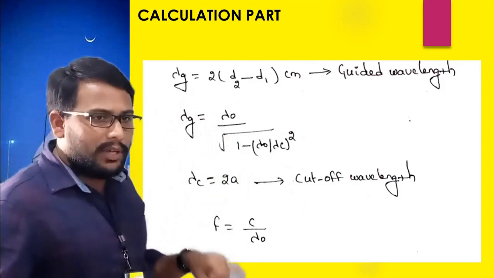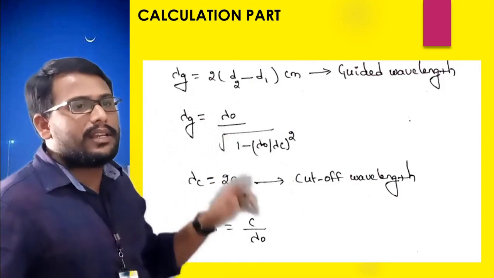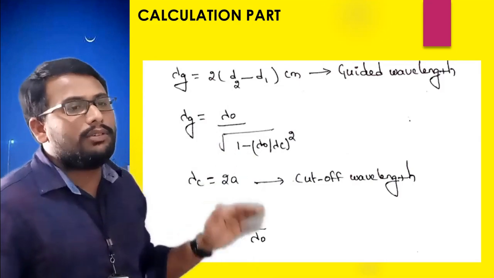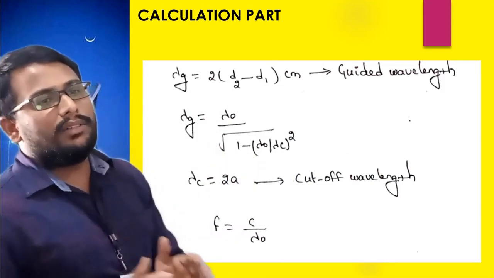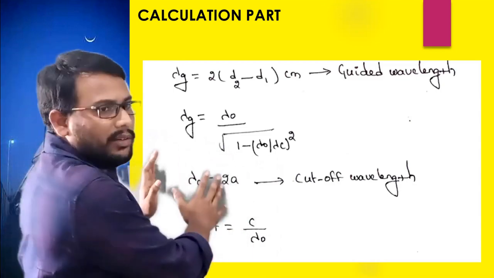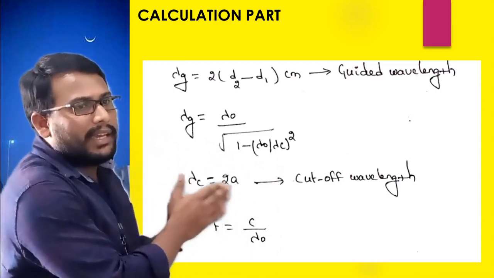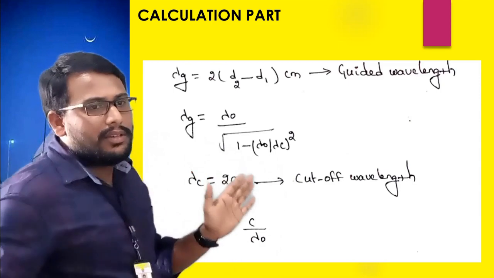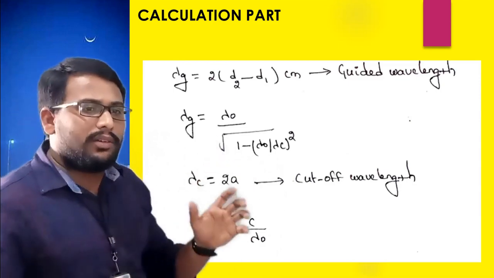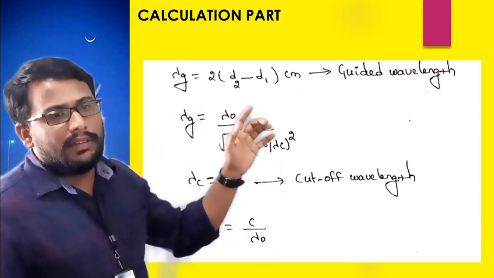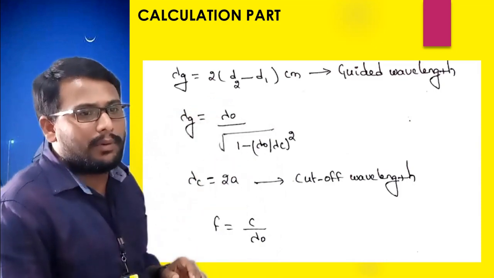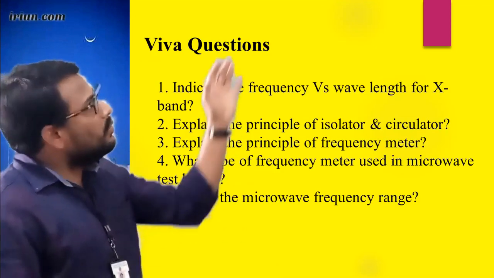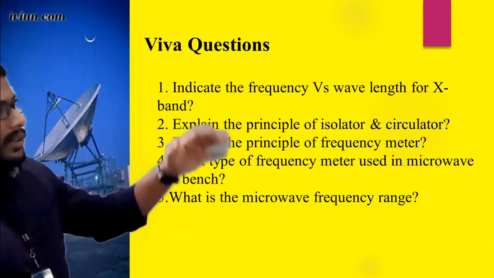So we know lambda naught and c, that is the velocity of light, 3 into 10 power 10 centimeters per second. By substituting the c value and lambda naught, we can simply find the frequency of the microwave signal. So this is how we need to find the frequency and wavelength of the microwave signal in the laboratory. Let's come to the viva questions in this particular experiment.